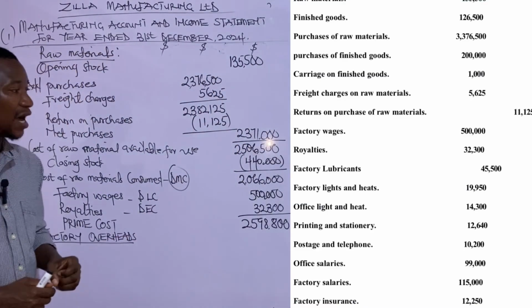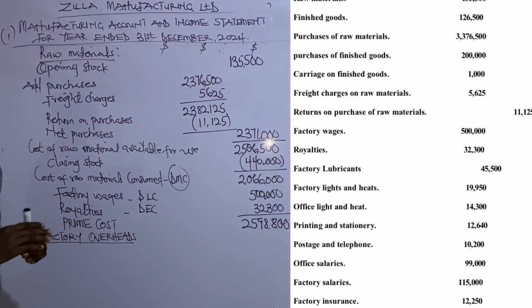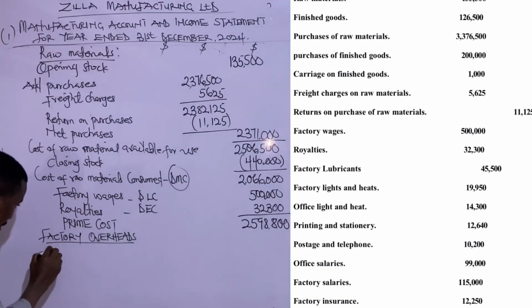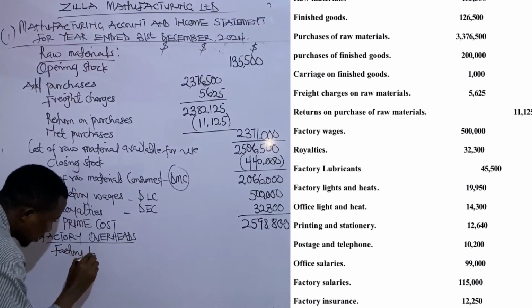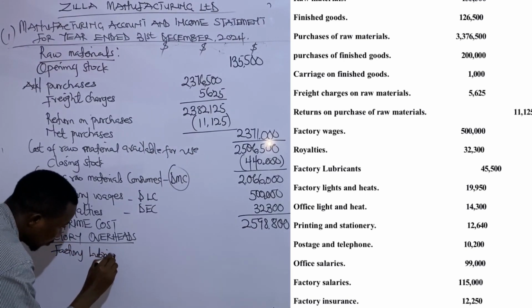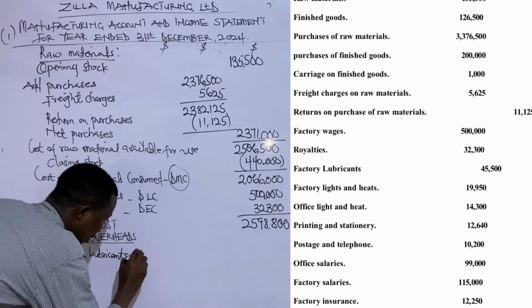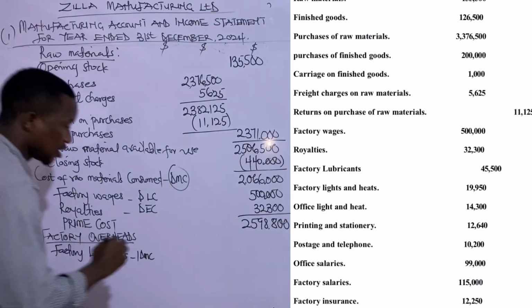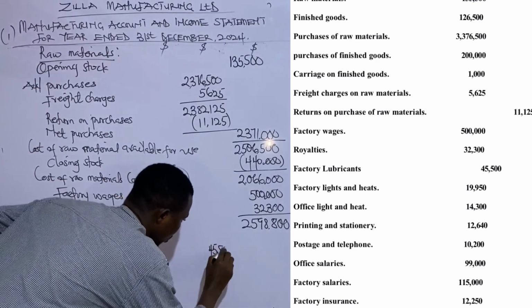From the question, we have what we call factory lubricant. And this factory lubricant is indirect material cost. Good. And the amount is 45,500. So I will say factory lubricant, and I said this is indirect material cost. Is that okay? And this is 45,500. Good.